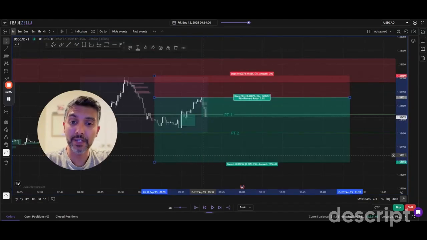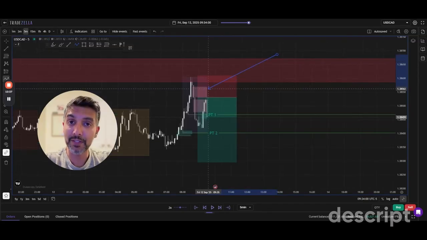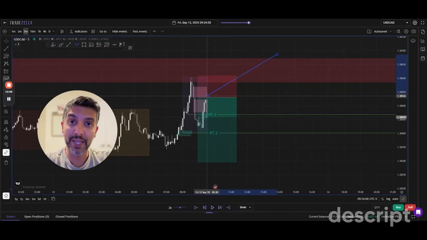A little after 9:30, price tags me in and immediately starts moving in my favor. We hit PT1 quickly, and that's my cue. I take partials and I move my stops lower so that I can remove some risk off the table. If we drop down to the 5 minute, we see why we don't want to go to break even just yet. There's a huge part of that fair value gap that remains unmitigated.